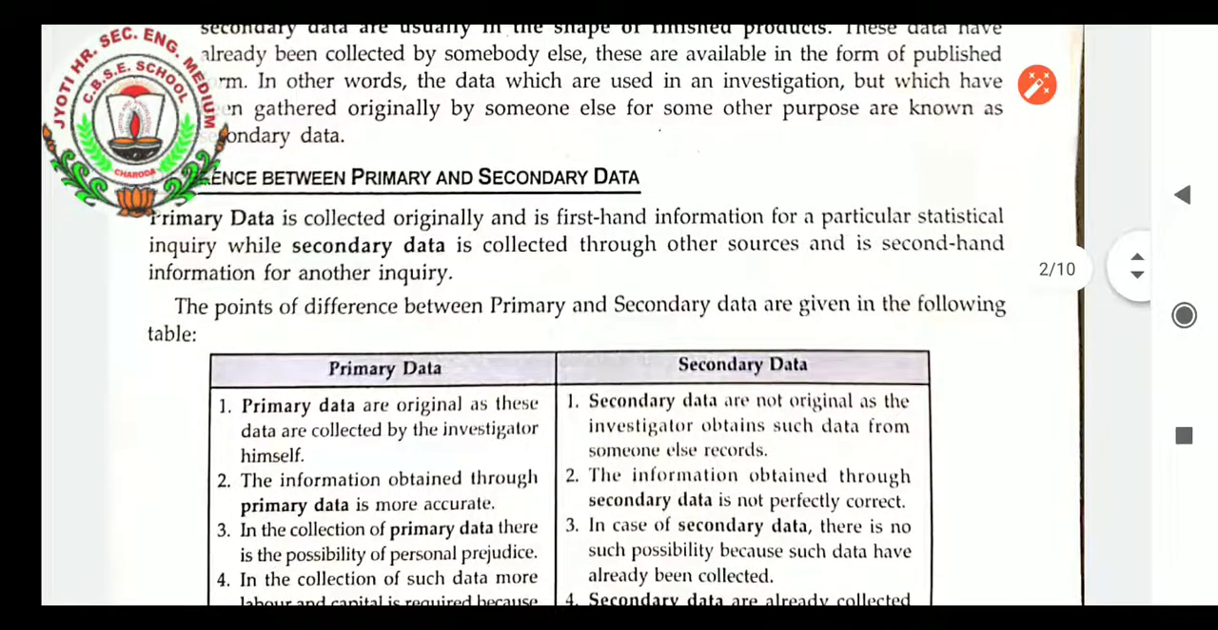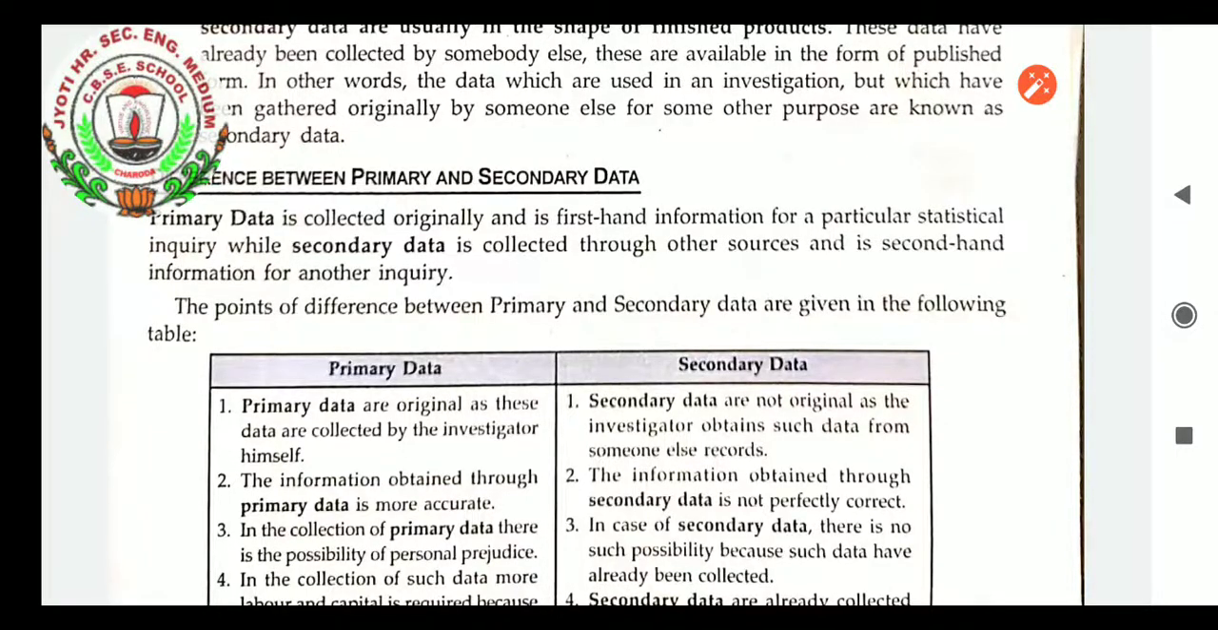Difference between primary and secondary data, students: primary data is collected originally, it is first hand information for a particular statistical inquiry, while secondary data is collected through other sources and is second hand information for another inquiry. The points of difference between primary and secondary data are given in the following table. Primary data is the original source because the investigator himself went and made a survey. Secondary data is not an original source because we are taking the data from someone else.